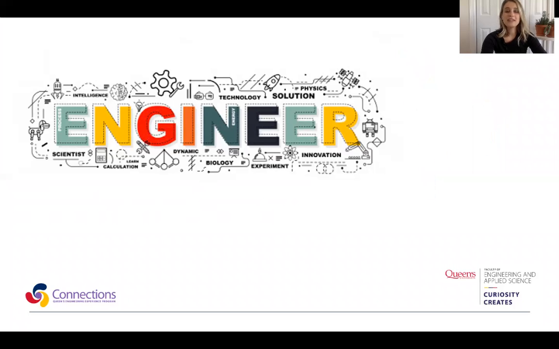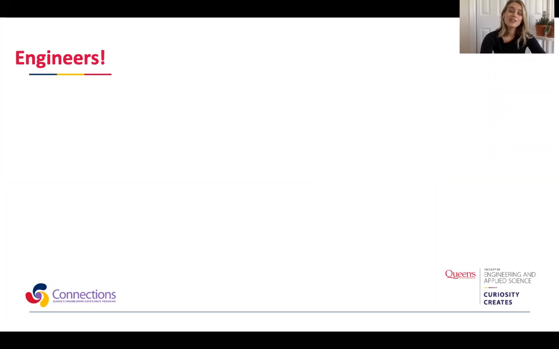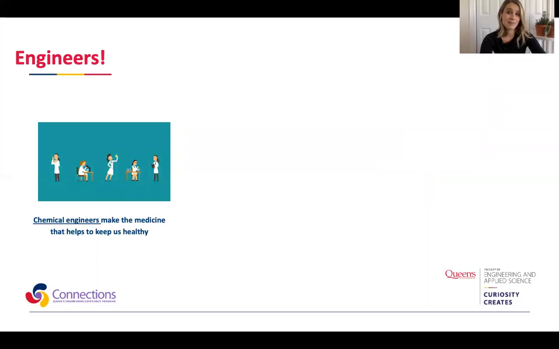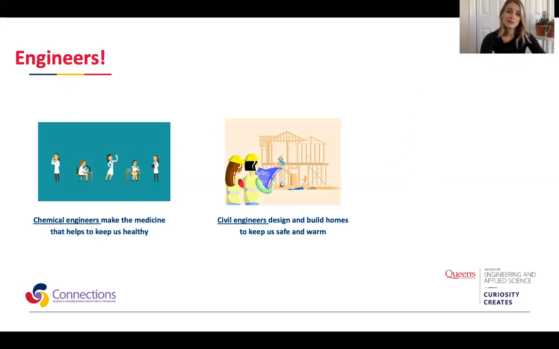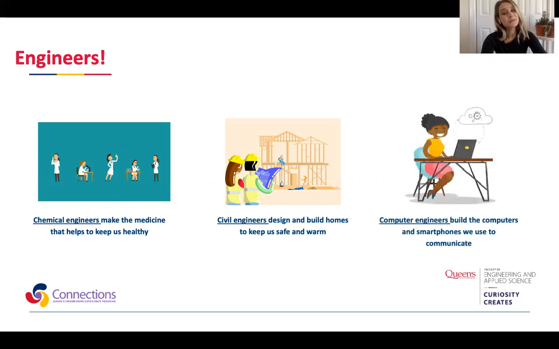The main job of an engineer is to solve problems for people. And there are many different types of engineers that create many of the things we use every single day. A chemical engineer makes the medicines that help to keep us healthy. A civil engineer designs and builds the homes that keep us safe and warm. And computer engineers build the computers and smartphones that we use to communicate with our friends and our family.